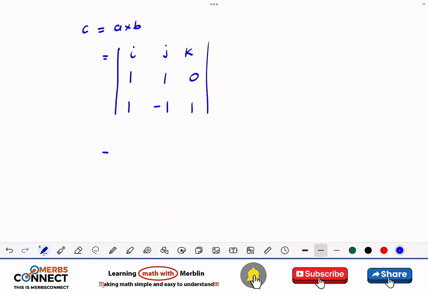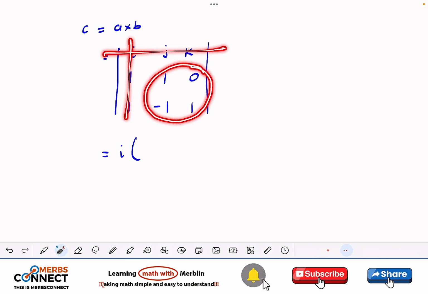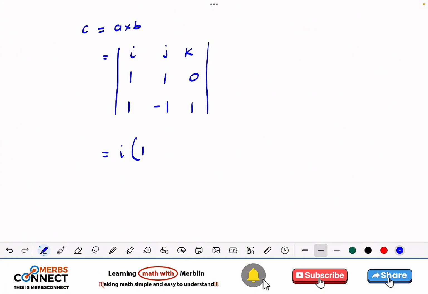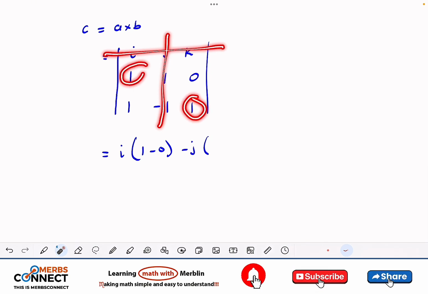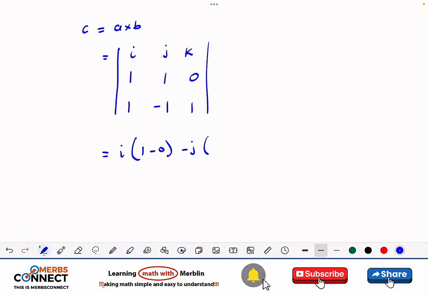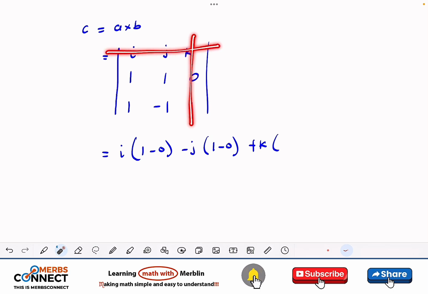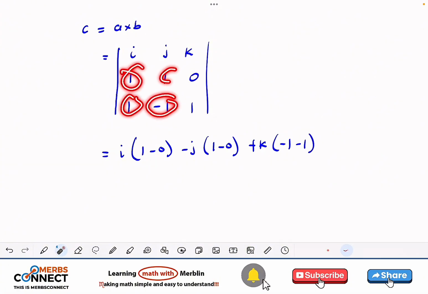So let's go through and see what we are going to get. I cancel this. It will be left with this one. So multiply. We are going to have 1 minus 0 minus J. Cancel this one out. 1 times this and this times that. So I'm going to have 1 minus 0 and then plus K. Cancel this out, cancel this out. It will be left with this. So I'm going to have minus 1 minus 1. Is that right? Yeah. This times this minus this times that.